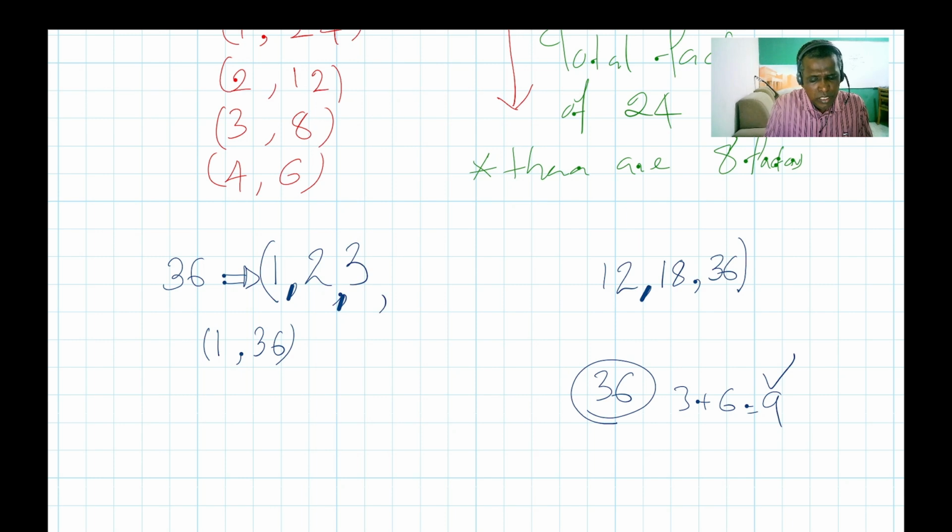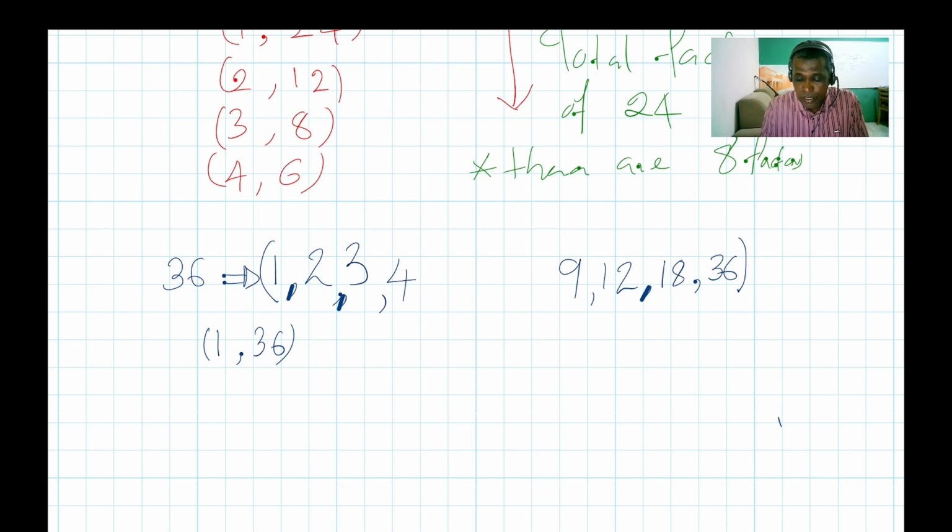Is it on 4 table? Yes, of course. 4 times 9 is 36. Is it on 5 table? No, it is not ending with 5. It is ending with 6. That means it's not in 5 table.